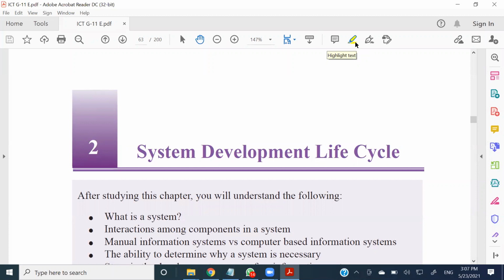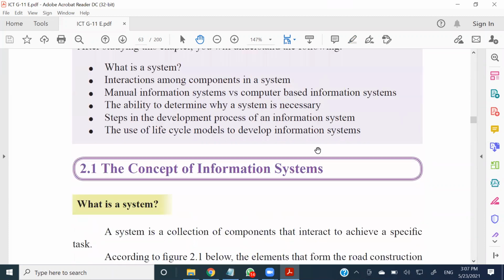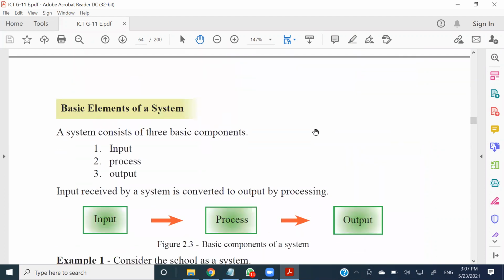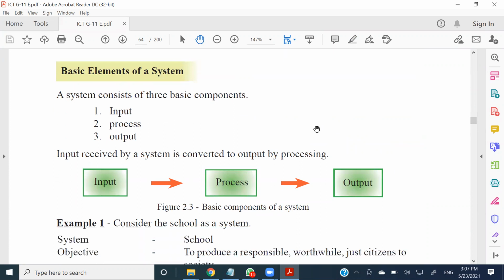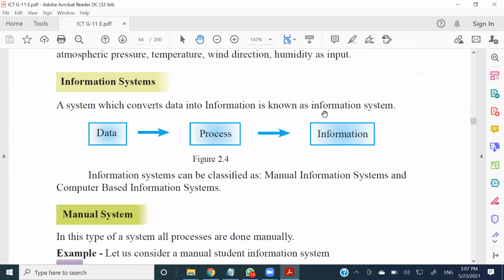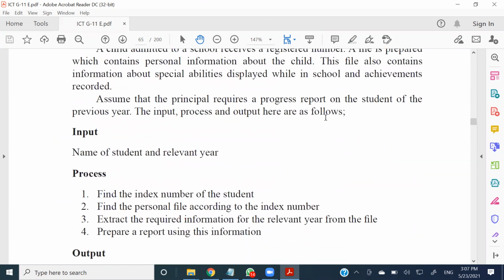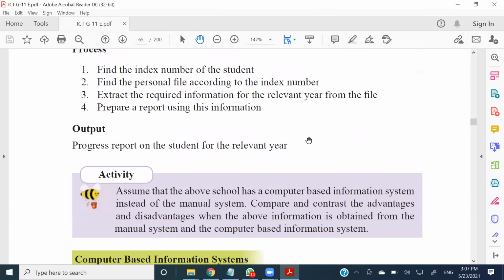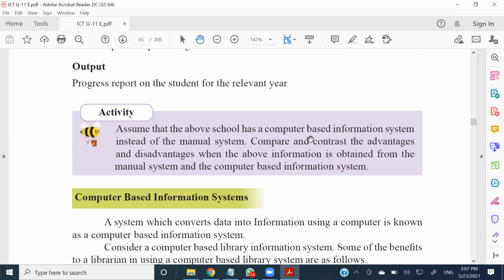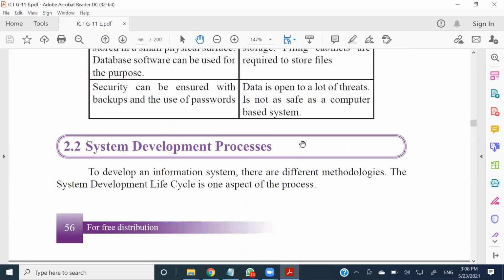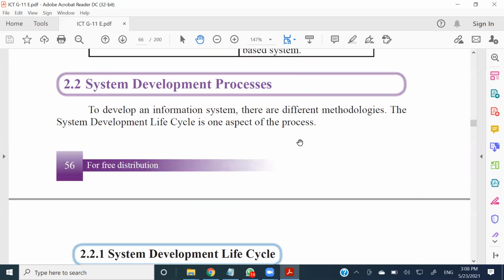Right. So in the second lesson, we were talking about the system development life cycle, and we got to know what a system is. Recapping, we learned about the basic elements of the system and the types of information system that we have. We have manual systems and computer-based information systems. Then we discussed the differences between those two, and then we moved on to the system development life cycle, or the system development process.